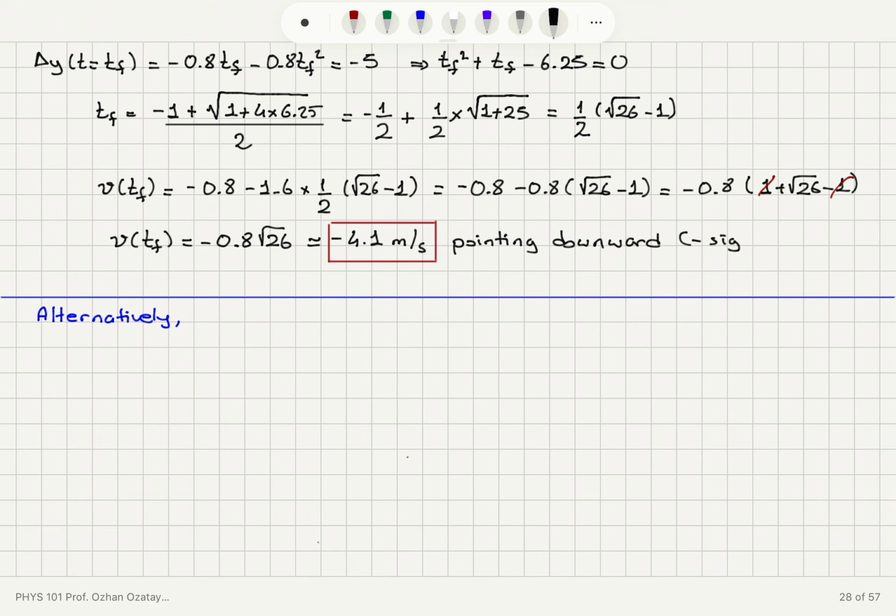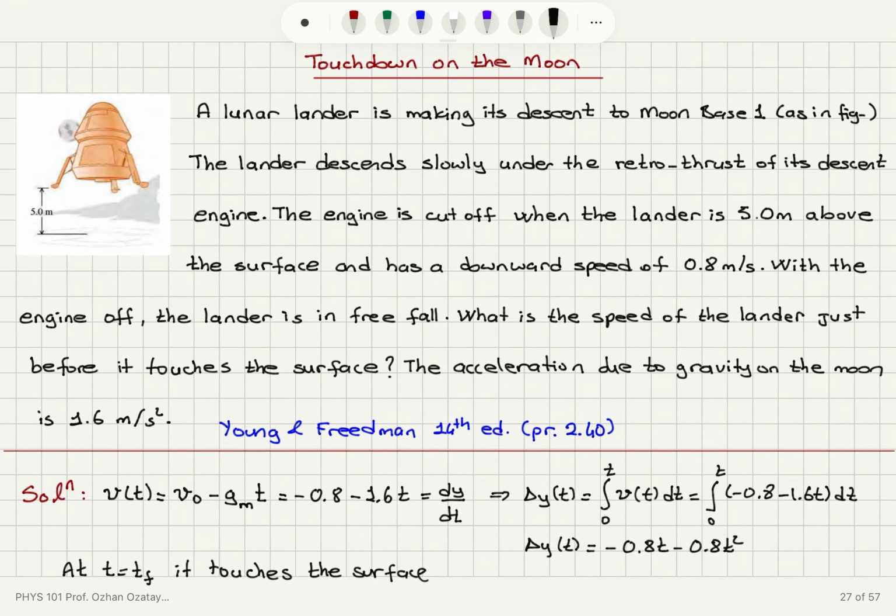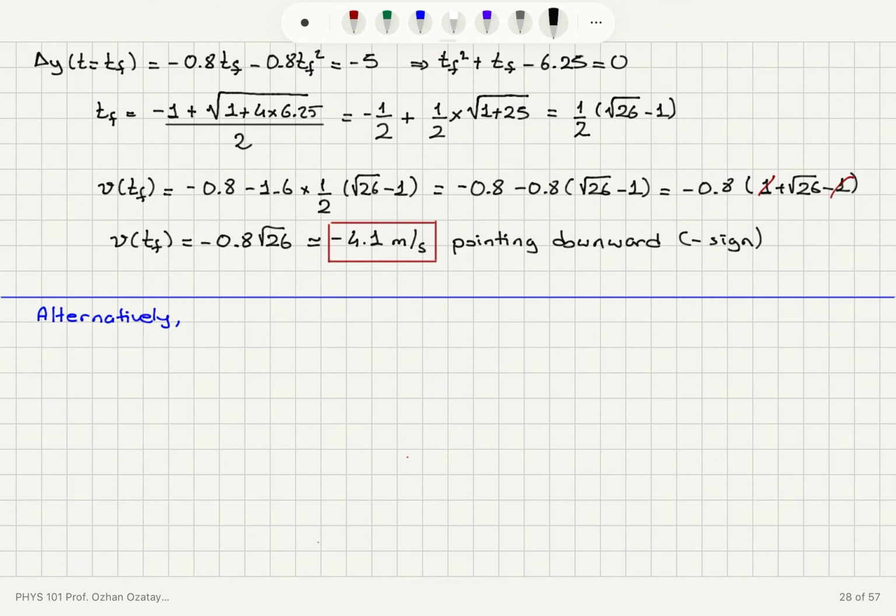Because of the minus sign. All right. Now, alternatively, going back to my velocity equation here, v of t equals v0 minus gm times t, I could write t is equal to v0 minus v divided by gm, the gravitational acceleration on the moon.